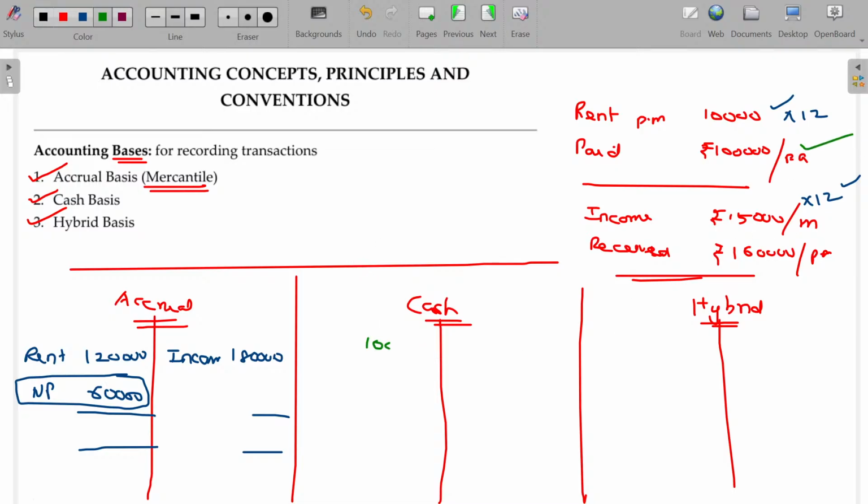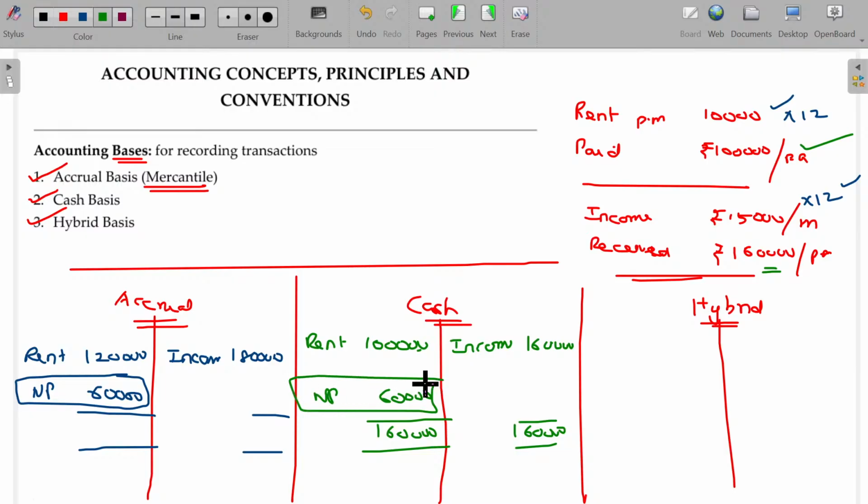Under cash system, what is the actual rent paid? 1 lakh. Then 1 lakh will be your rental expense. What is your income? Actual income received being 1,60,000. So the difference between these two is your net profit. Is that clear? This is called cash basis.